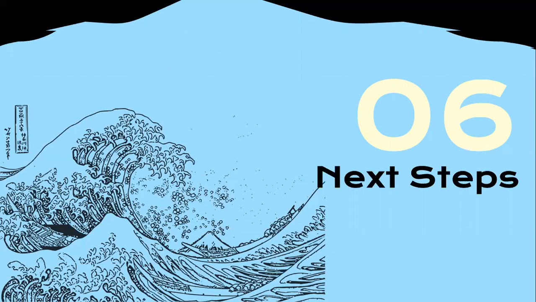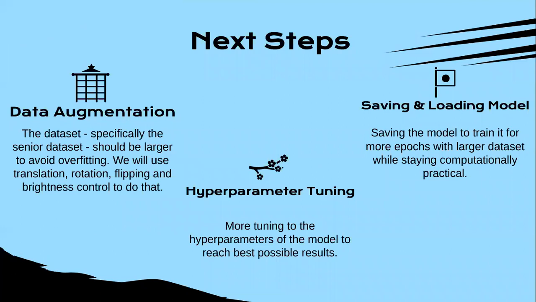And now for the next steps, as I was just saying, we have to do some hyperparameter tuning in order to find the best results. We also need to do more data augmentation, specifically for the seniors, seeing as 700 images is a very small number, and we are probably going to overfit. So we're going to use translation, rotation, brightness control, and so on and so forth.